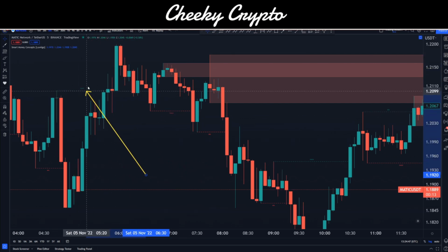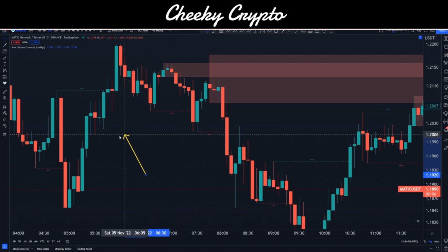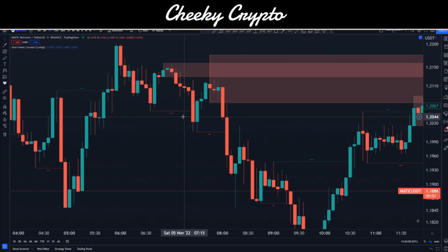We had a change of structure here in green, basically looking bullish. And this one here is bearish, right? This is a bearish signal, a change of character, a change of direction. So the trend potentially has changed. That's what that one's telling you. It's an important one, so we have to bear that in mind.